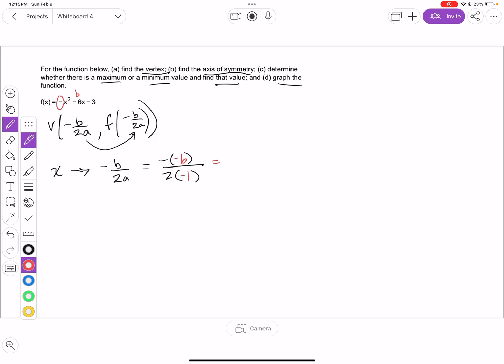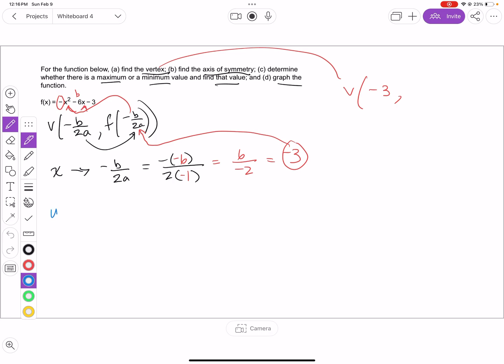So on the top, I get a positive 6. On the bottom, I get a negative 2. And if I divide those, I get a negative 3. So the vertex, what they're looking for there, the x value will be minus 3. Now to find the y value, you take that number and plug it in everywhere you see an x in this function right there.